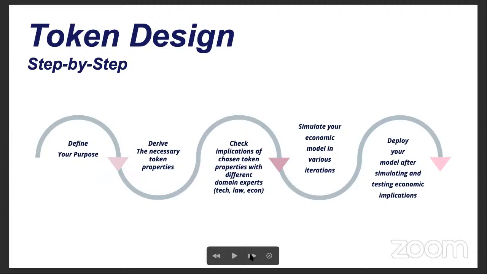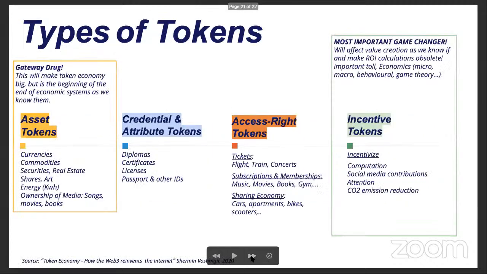And before you deploy the system that you designed in your head, it would be great if you would simulate your economic model in various iterations. Especially in the case of purpose tokens and incentive tokens, simulation is very important, right? Asset tokens, not so much. We probably don't need to simulate that unless it's complex DeFi products. Yeah, simulate your model and see how that works out before you deploy it. And once you've simulated it and you're fairly safe or secure about that, then you go into deploying this token system.